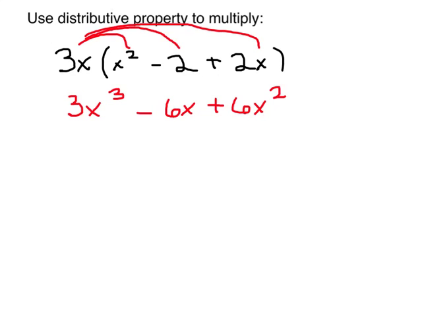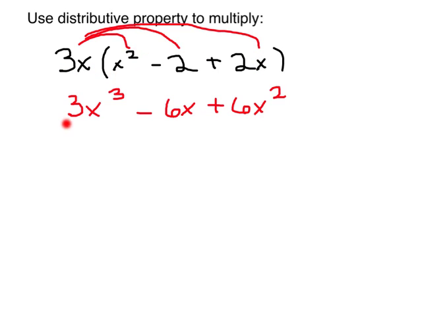And another example. Here we're going to distribute the 3x over the x squared, the negative 2, and the positive 2x. Now I want you to get in the habit of always, even though this has the 2x here and the negative 2 here, let's always go in what is called descending order of the variable. So here we have x squared, and then we need to have x, and then we need to have a term with no variables at all.